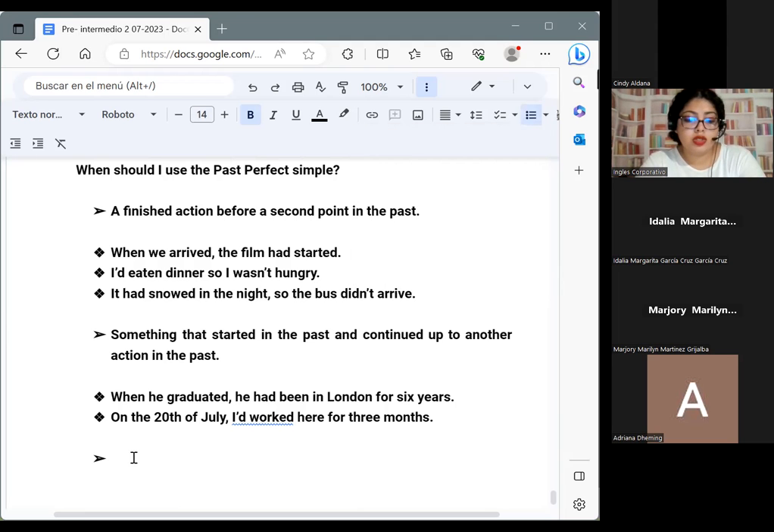And this one said that to talk about unreal or imaginary things in the past, in the same way that we use the past simple to talk about unreal or imaginary things in the present, we use the past perfect to talk about unreal things in the past. This is common in the third conditional and after wish. Vamos a volver a hacer lo mismo que en el pasado simple, donde hablábamos de cosas imaginarias que podían funcionar en el presente y en el futuro. En ese caso, se quedan esas cosas imaginarias en el pasado.